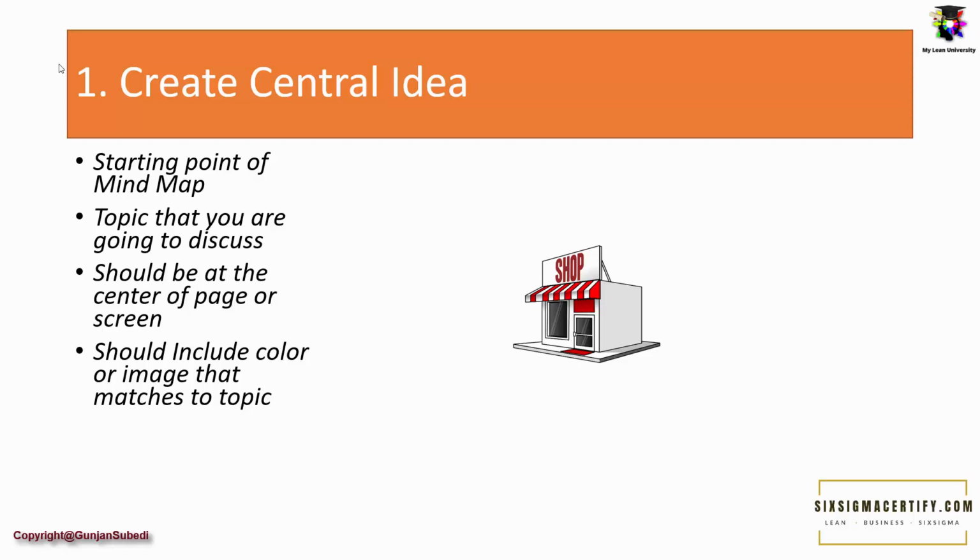If I'm going to talk about increasing the sales of the shop, I cannot just randomly put any picture in the center of the paper. I cannot put the image of the furniture at the center of the paper. That's quite obvious. So the first step is the creation of the central idea, because our brain responds better to the visual stimuli.